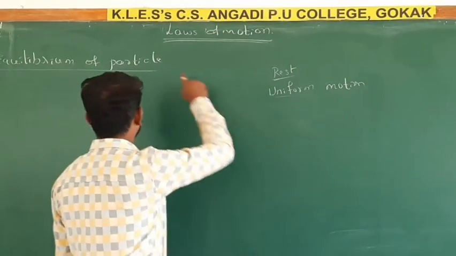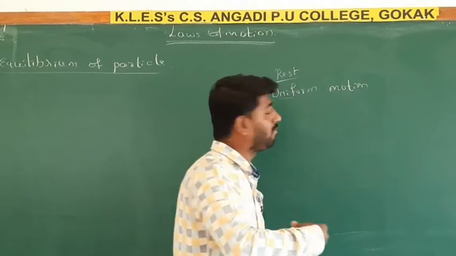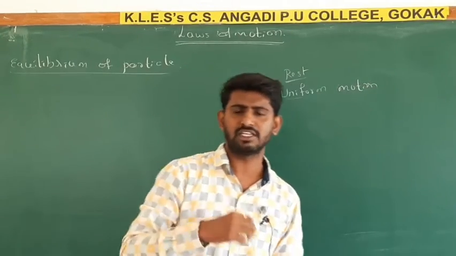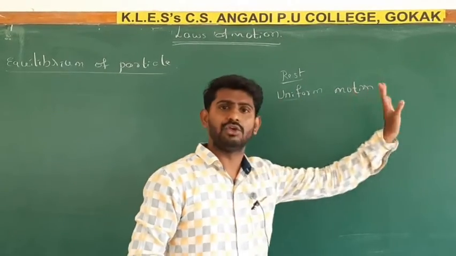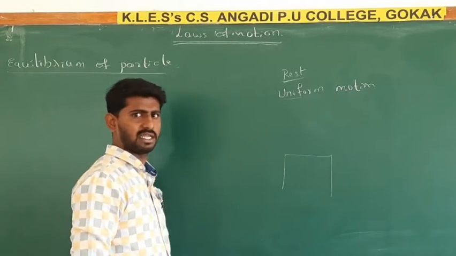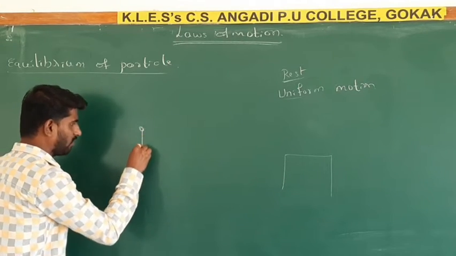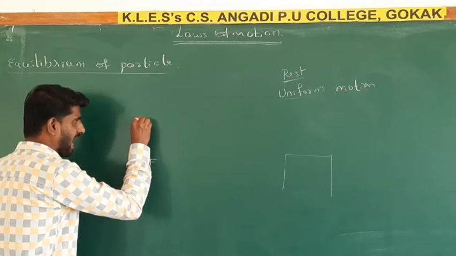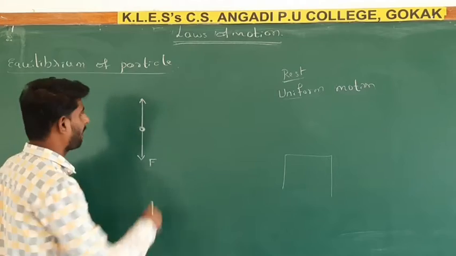The basic thing is why it has to be at rest or at uniform motion. Whenever the net force acting on a body, the total force acting on a body, is equal to 0, then the body will be at rest, or it may be under uniform motion. For example, there is a particle, and a force F acts downward, and an equal amount of force acts in the upward direction also. Then I say this particle is in equilibrium.